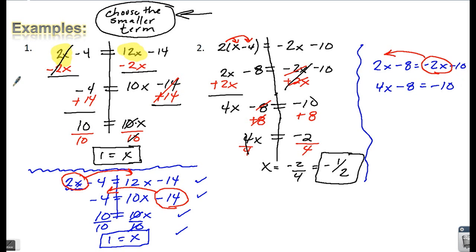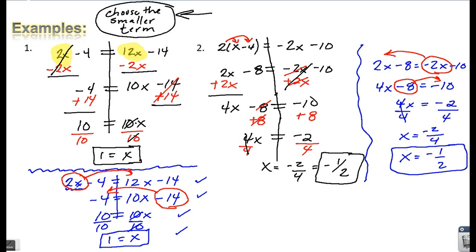All right, and then again, we're going to now move the 8 over, and we're going to jump it to the other side. The negative 8 jumps over, and what do we get? That's right, it becomes a positive 8. So that means that this now is a positive 8. So negative 10 plus 8 is now going to be negative 2. So I have negative 2 equal to 4x. Now we just have to divide both sides by 4. 4's cancel, and x equals negative 2 over 4, which is really going to be x equal to negative 1/2.